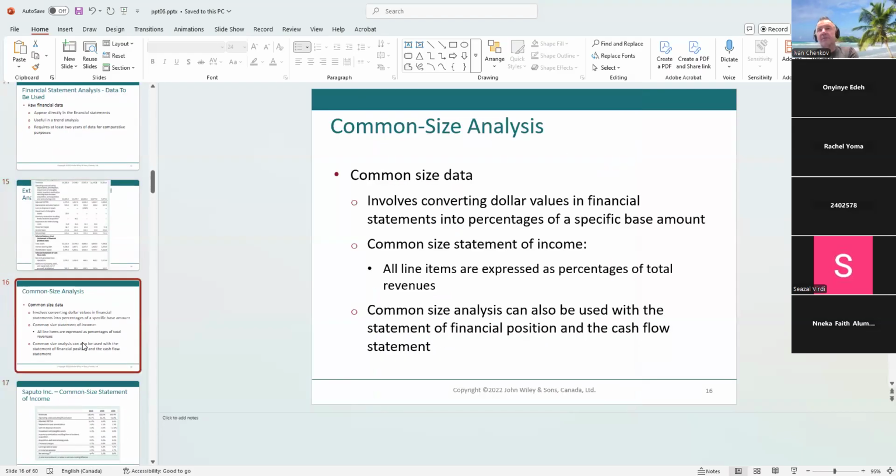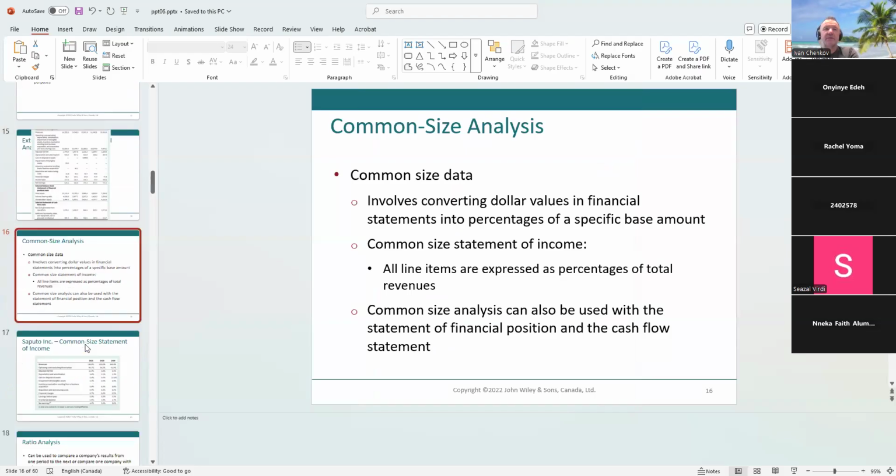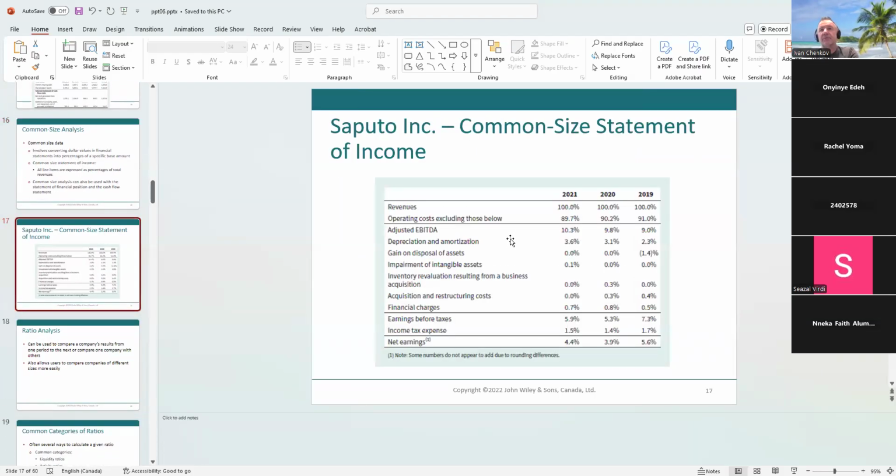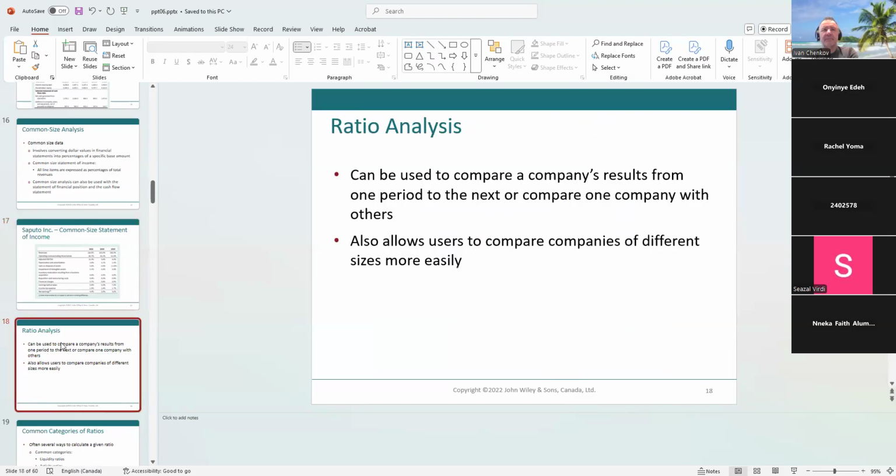Now, again, common size analysis is the one that converts everything into percentages. How we're going to interpret those percentages depends on what you're doing. If we're doing the income statement analysis, you're expressing everything as a percentage of revenue. So as you can see here, actually it doesn't show the gross margin. You're going directly to the net earnings.